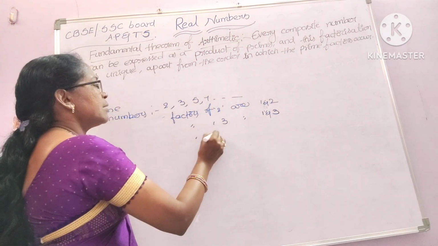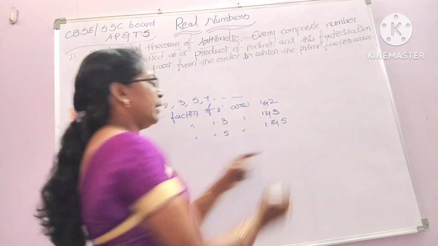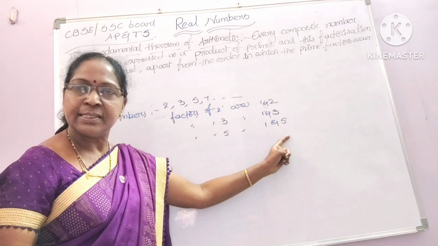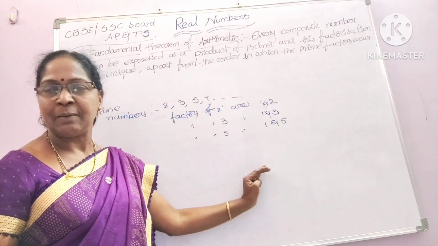Like that, the factors of 5 are 1 and 5. In 5 also, no other number is divisible. 1 is divisible as well as the same number is also divisible. These numbers we call prime numbers.